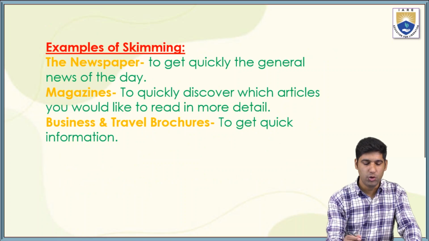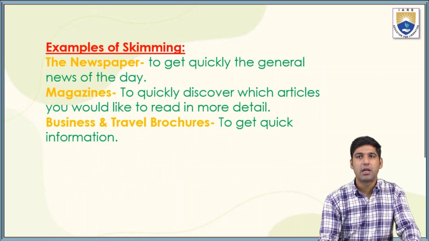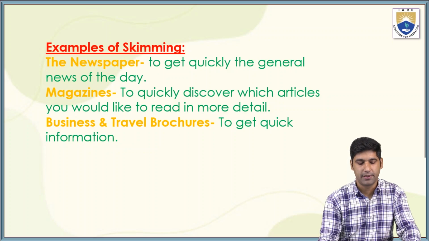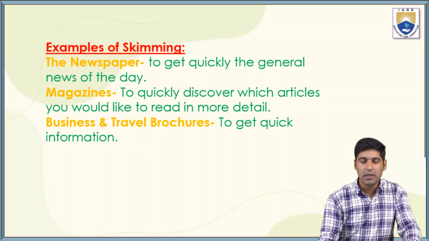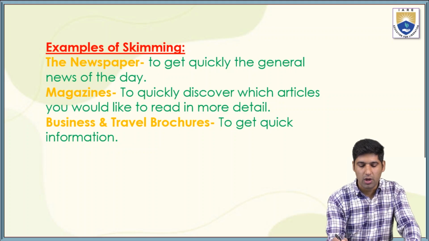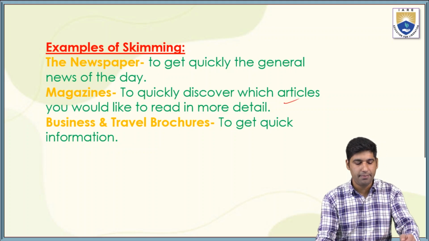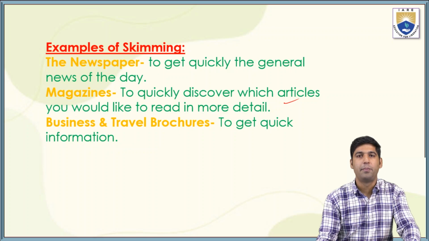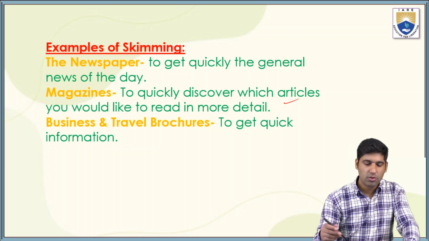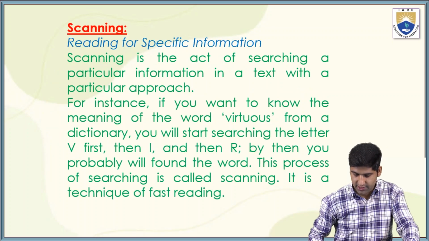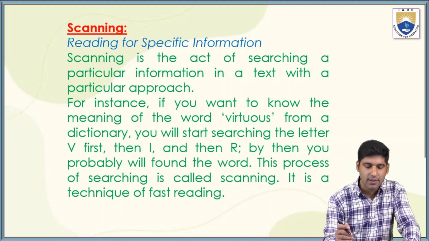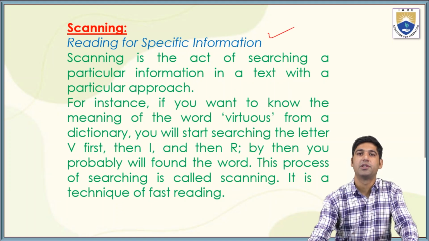Examples of skimming are the newspaper. To get quickly the general news of the day, we are skimming the newspaper. Then it's a magazine. To quickly discover which articles you would like to read, again a magazine is there, and there are some business or travel brochures. So these are the examples of skimming. Now let's move to the second one, that's scanning. Scanning is reading for specific information.